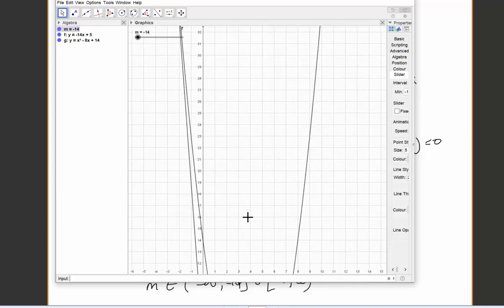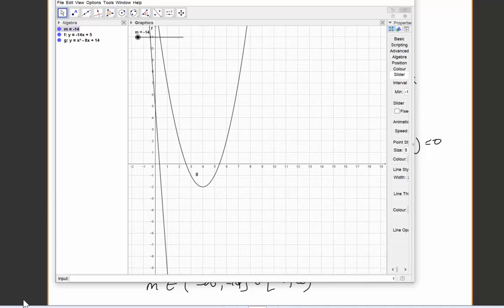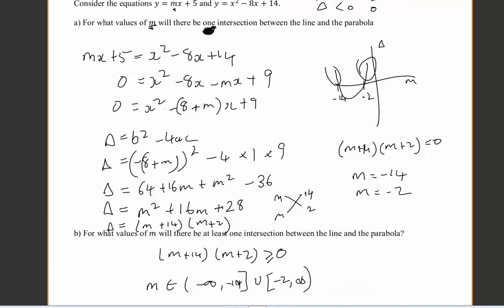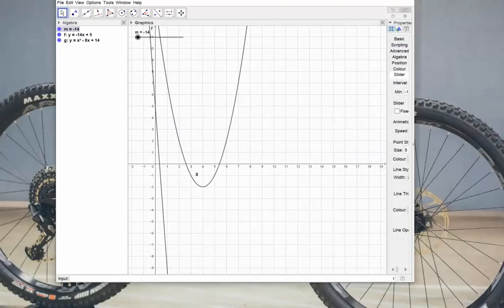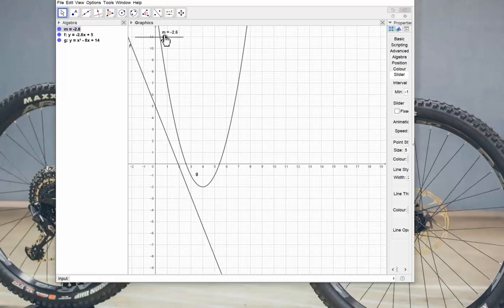What we were looking for for the second part was when there would be at least one intersection. I said less than -14 will produce at least one, so that's going to cut twice. Let's have a look at this one, which will be much more obvious. At -2, we're about to get one solution, and then obviously all the values above -2, we're going to get two solutions every time.